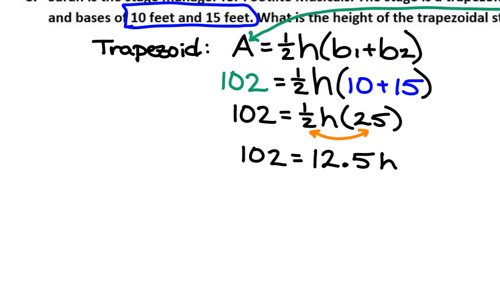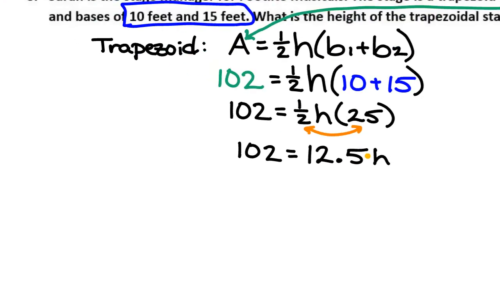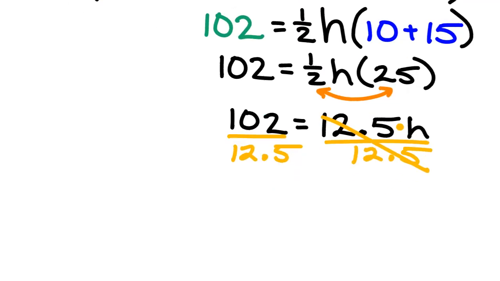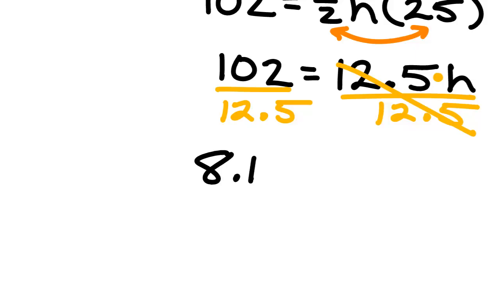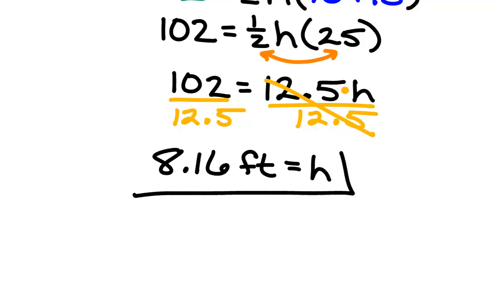What operation is connecting the 12.5 and the H together? Multiplication. So how do I get rid of the 12.5? We're going to divide both sides by 12.5. And that will leave me with just the height. What do we get for our height? 8.16. What kind of units should we put with that? Feet. Beautiful.